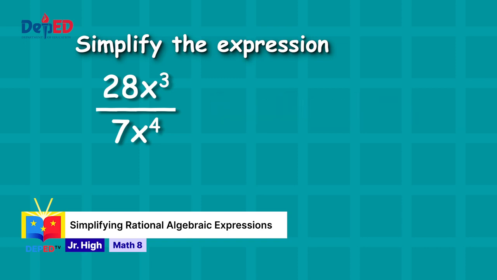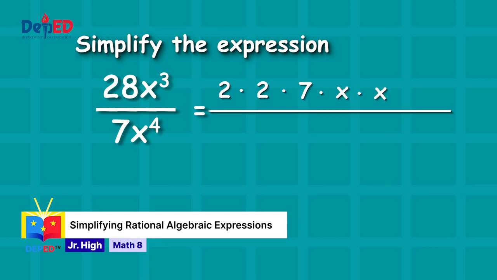For the numerator, the prime factors of 28 are 2 times 2 times 7. And since x is raised to the power of 3, it can be written as x times x times x. How about the denominator? 7 is already a prime number, so we write it down. How about x raised to 4? Just like the numerator, we write x as factors by the number indicated by the exponent. What did you notice?